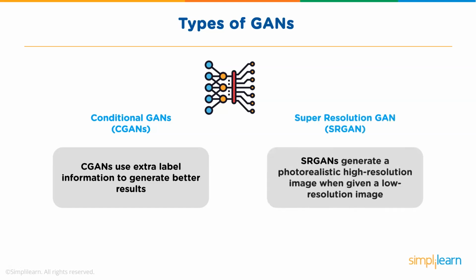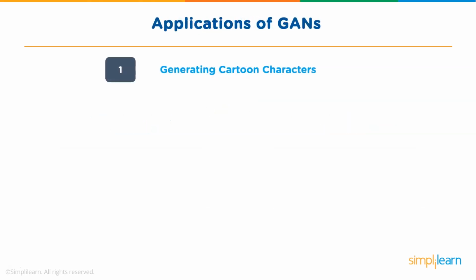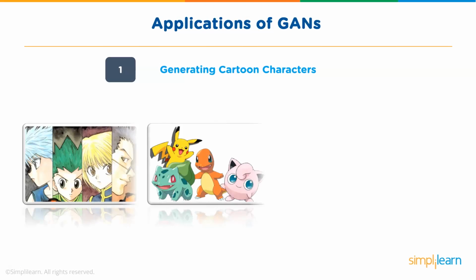Finally, we have super resolution GANs. Now SR GANs use deep neural networks along with adversarial neural network to produce higher resolution images. Super resolution GANs generate a photorealistic high resolution image when given a low resolution image. Let's look at some of the important applications of GANs.